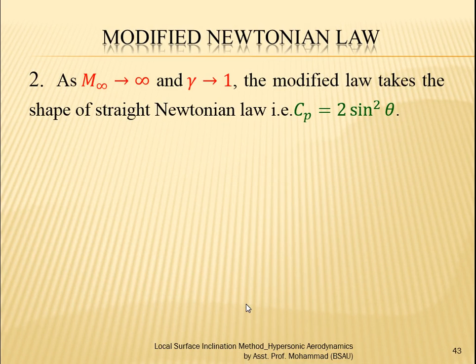The second feature we see is that as the Mach number changes to infinity and gamma goes to 1, the modified law takes the shape of Newtonian law. We already discussed this. This looks like a flow of solids, a lot of solid particles flowing. That will give the value Cp equal to 2 sin square theta, because Cp max becomes equal to 2.